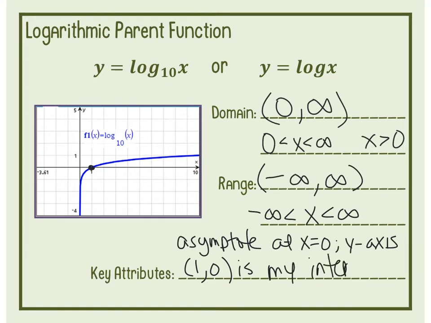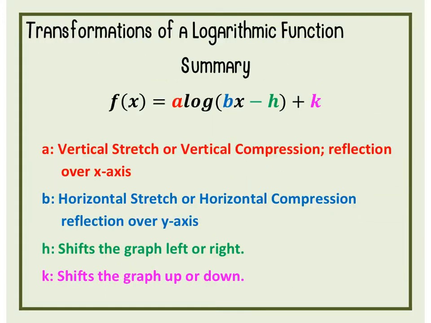So those are two key things that are going to help us when it comes to graphing, when it comes to domain and range. We're going to want to know the transformations of where that intercept moved to. Okay, so that's a logarithmic. So here are the transformations with the log. We have a, b, h, and k.